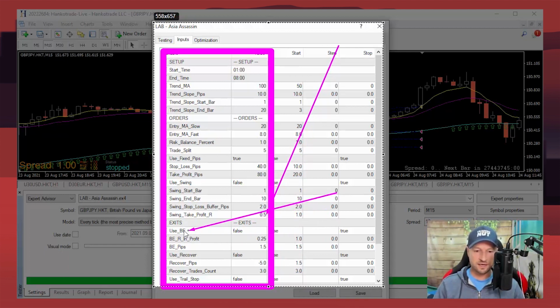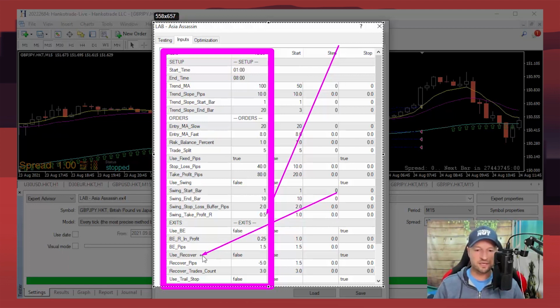Okay, the exits, we've got a break-even rule here. That means that if you get into a bit of profit, we're going to move our stop to break even at whatever that profit figure is. Now, these exit points can all be used together, including the overall take profits here as well. So you can start to get quite a dynamic kind of looking robot.